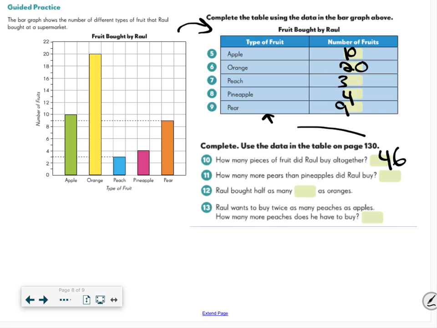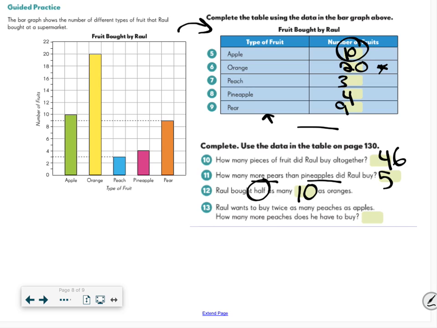How many more pears than pineapples did he buy? So I'm comparing pears and pineapples. Well, if there's 9 pears and 4 pineapples, I know that 9 minus 4 is 5, so there's 5 more pears than pineapples. Raul bought half as many blank as oranges. Okay, let's find oranges, because I don't know. Let's see. Oranges, there's 20. Okay? What did he buy that was half as the oranges? Well, if I'm thinking of half, I know that's divided by 2. There's 20. 20 divided by 2 is 10. And I'm looking at the chart. Is there anything that is 10? Oh, there's 10 apples. So he bought half as many apples as he did oranges.